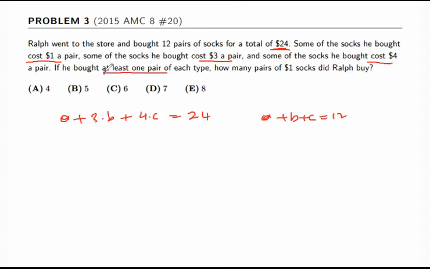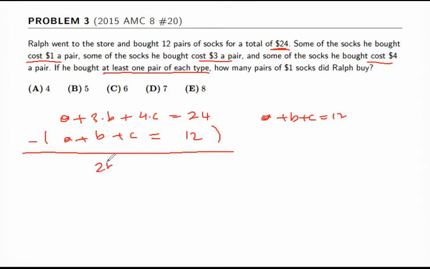But we have at least 1 pair of each type. If I subtract this equation from this equation, let me write this: A plus B plus C is 12. If you subtract this from this, the A's will cancel. You get 3 minus 1, which is 2B, and 4 minus 1 will be 3C, is equal to 12. Okay, so we are looking for the number of pairs costing $1, right?